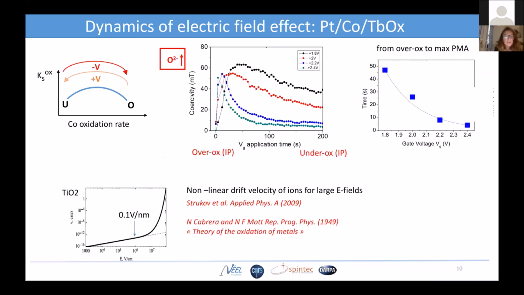This exponential variation of the drift velocity is expected for fields beyond 10 to the 7 volt per centimeter, which is equivalent to the electric field that we are using here. So with this, I wanted to say that this magneto-ionic way to manipulate perpendicular magnetic anisotropy is, of course, not a fast effect, because I've shown you we have always used more than tens of seconds to switch the magnetization from, for example, in plane to out of plane.